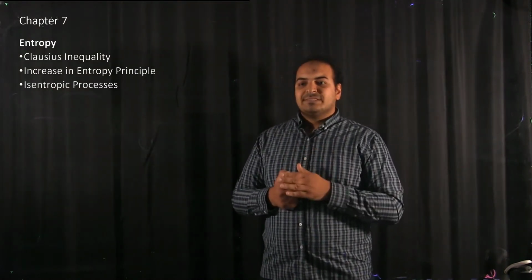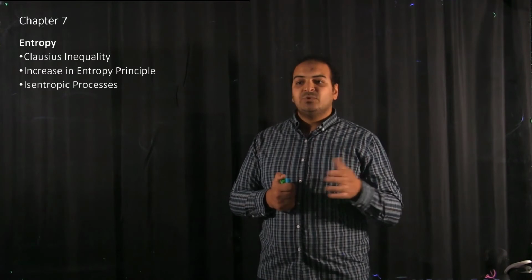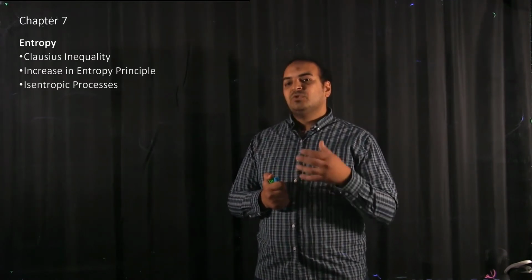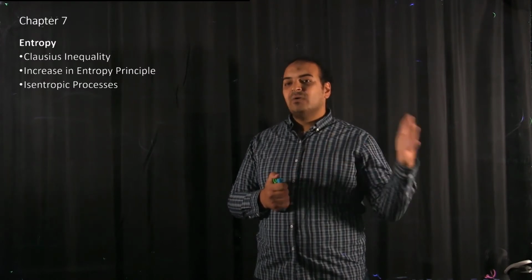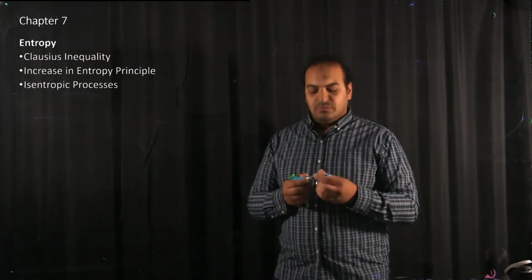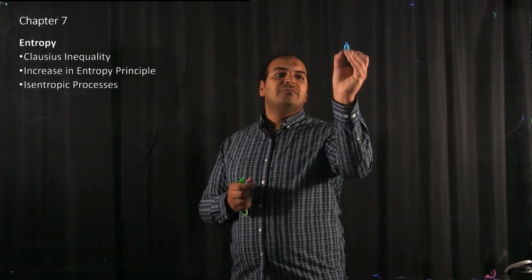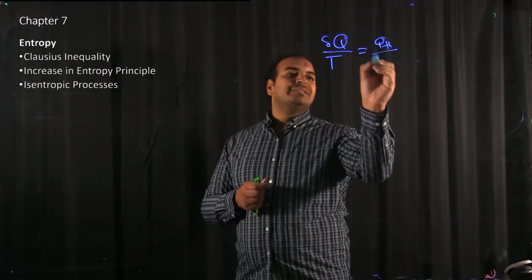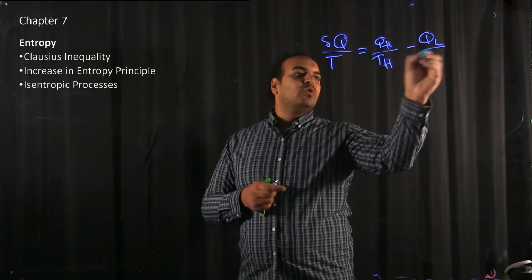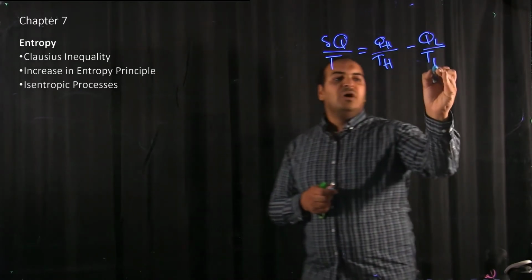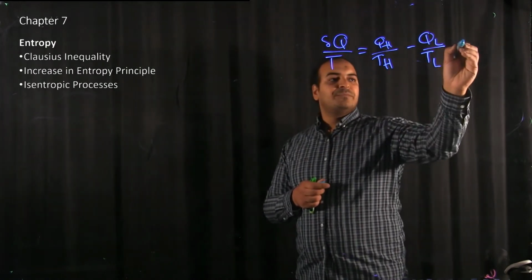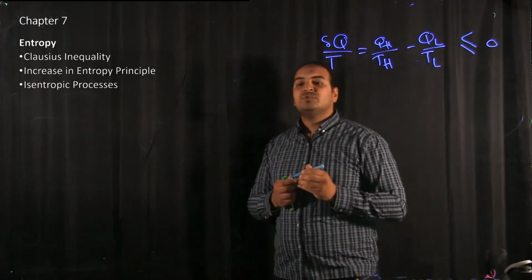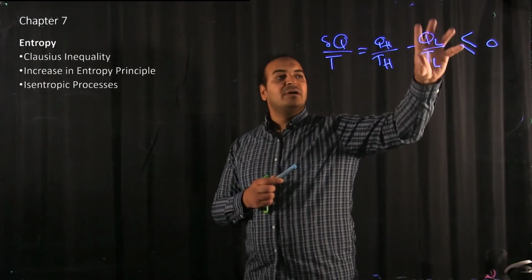We have finished chapter 6. Now we're going to go to chapter 7, which is entropy. Entropy says how much your losses are, how much heat you dump outside in the ambient. So Clausius said that you have Q over T, which is Q high over T high minus Q low over T low. If you are talking about the ideal case, this is 0. But in reality, it's negative because you dump more heat. So this term is bigger, negative.